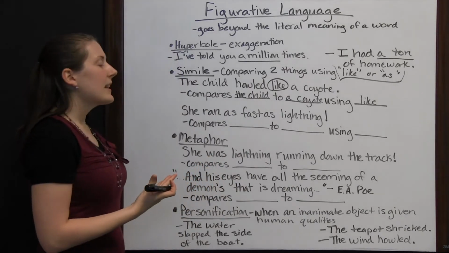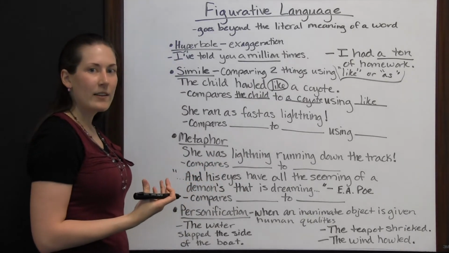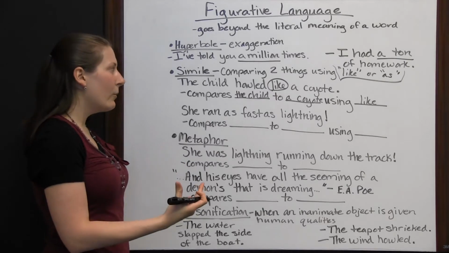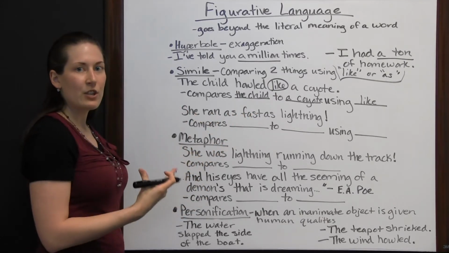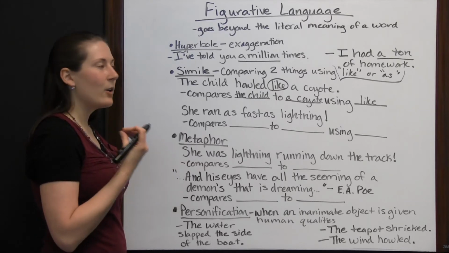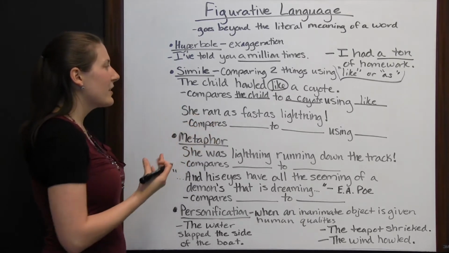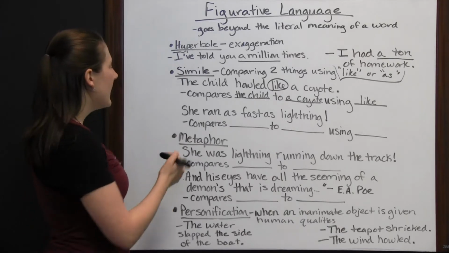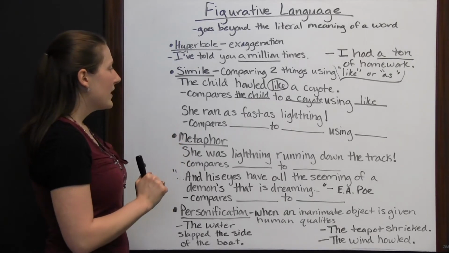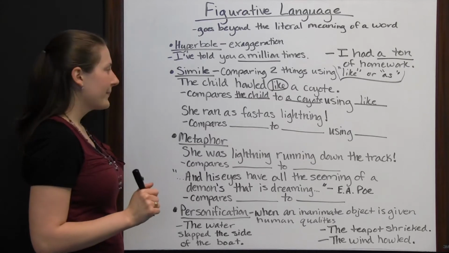This example is letting you know that the child is loud. Its crying sounds like a howl, much like a coyote. So this figurative language is used to bring a coyote to mind to help you picture and hear in your mind how this child is screaming or crying. Next, let's look at this example. She ran as fast as lightning.